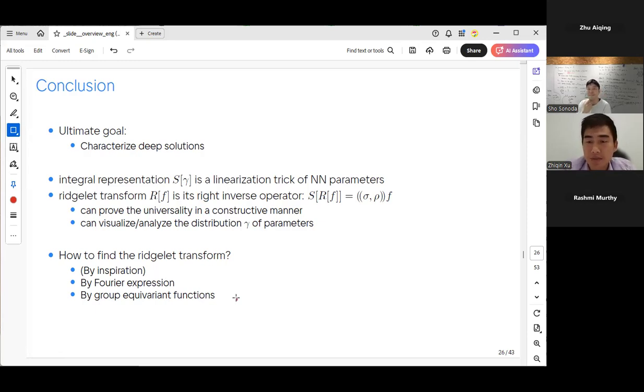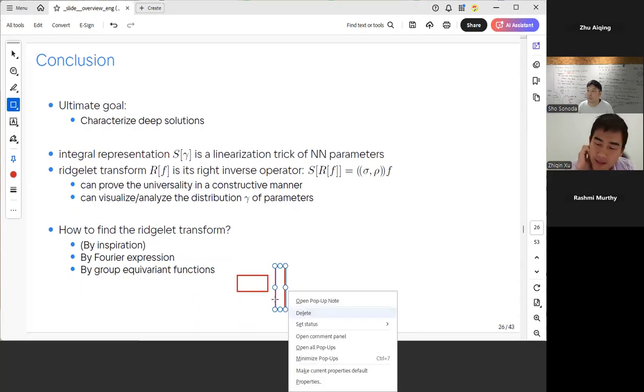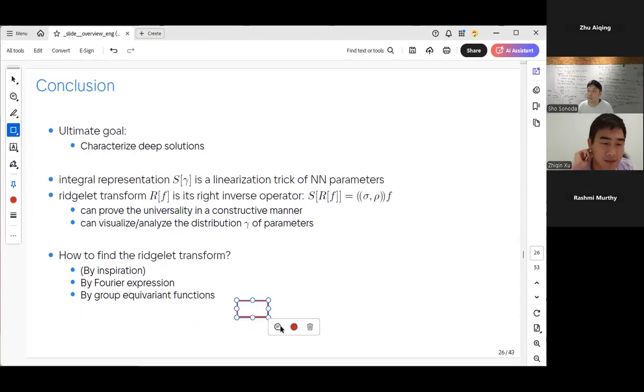Okay, thank you. Do we have questions from the audience? Okay, let me first ask one. So in the first part, for a neural network to express a function, there are multiple ways, right? Even by this density integrated form. So how can you find this inverse operator if the solution is not unique?